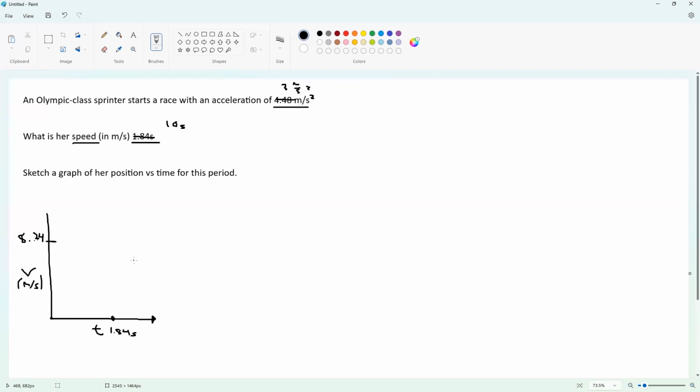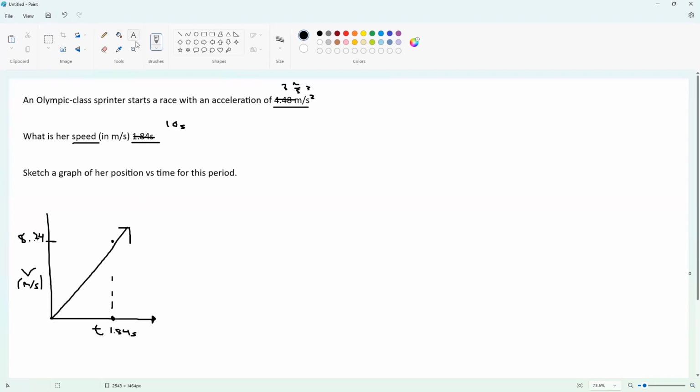Now, what was her velocity at 1.84 seconds? Would it be 8.24 meters per second? It is 8.24 meters per second. So if we connect these dots, we get this graph. Ignore the fact that I missed the dot completely. We get this graph, and it's linear because the acceleration is constant.